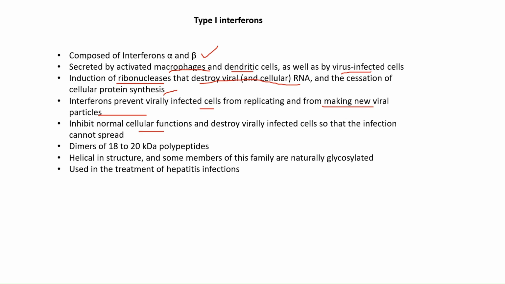Now it also inhibits normal cellular function and destroys the virally infected cell, as I told you, so that the infection cannot spread. These type 1 interferons are dimers of 18 to 20 kilodalton polypeptides. They are helical in nature and some members of this family are naturally glycosylated. These are also used in the treatment of hepatitis infection.